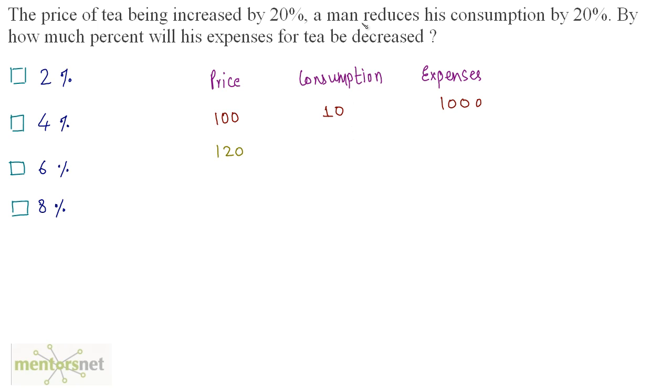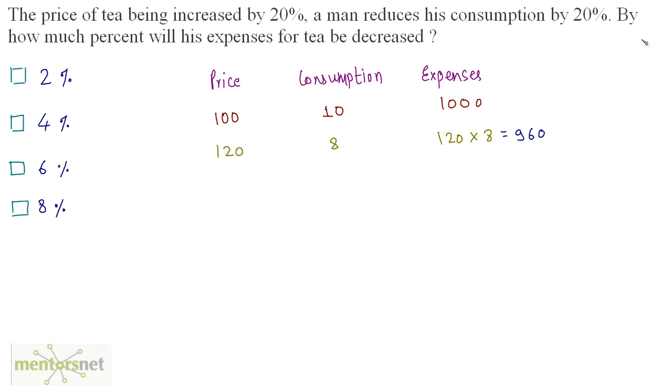Now this man has to reduce his consumption by 20%. So this consumption, which was 10, will be reduced by 20%, which means 20% of 10 is 2. So 10 minus 2 is 8. This consumption will become 8. Now by how much percent will his expenses for tea be decreased? So let us calculate the expenses here. 120 times 8 is the expenses, which is equal to 960.